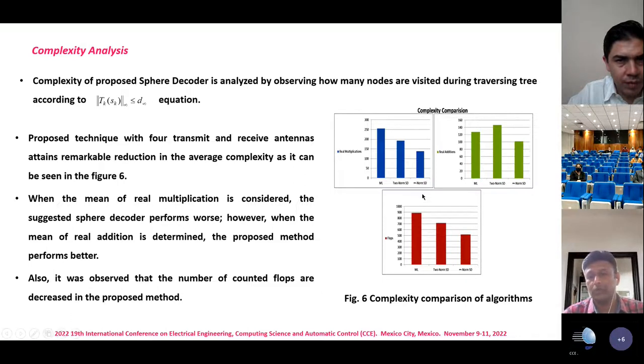If you see this infinite norm SD, the complexity, or the number of multiplications and additions, is very low when you compare with the maximum likelihood and two norm SD. When these multiplications and additions are reduced, that means the multipliers and adders used in the hardware are reduced, so the complexity is reduced. This is what we have achieved.